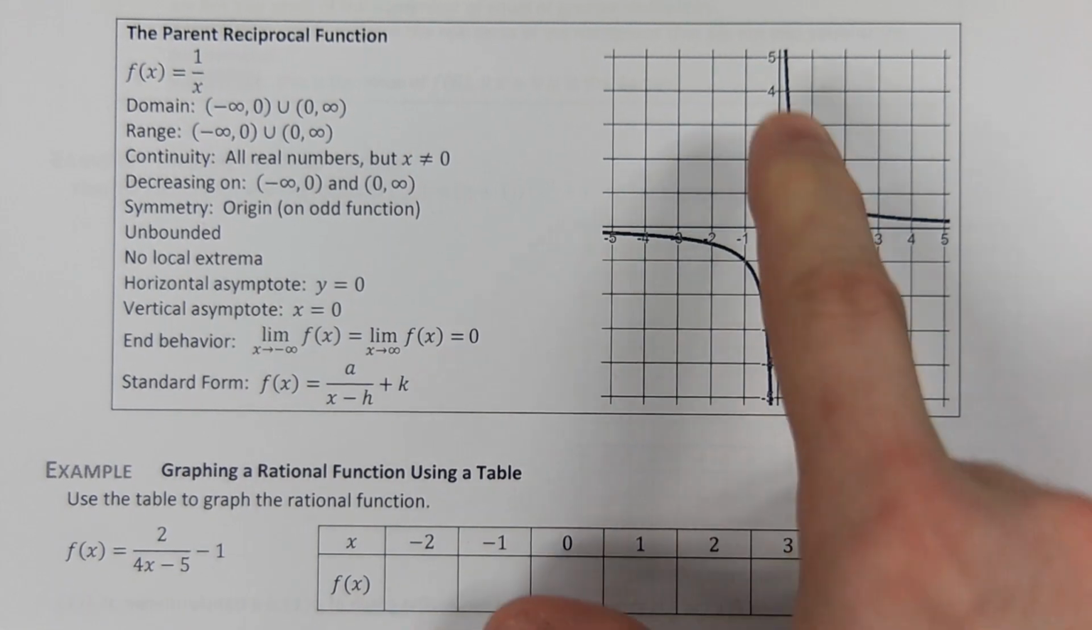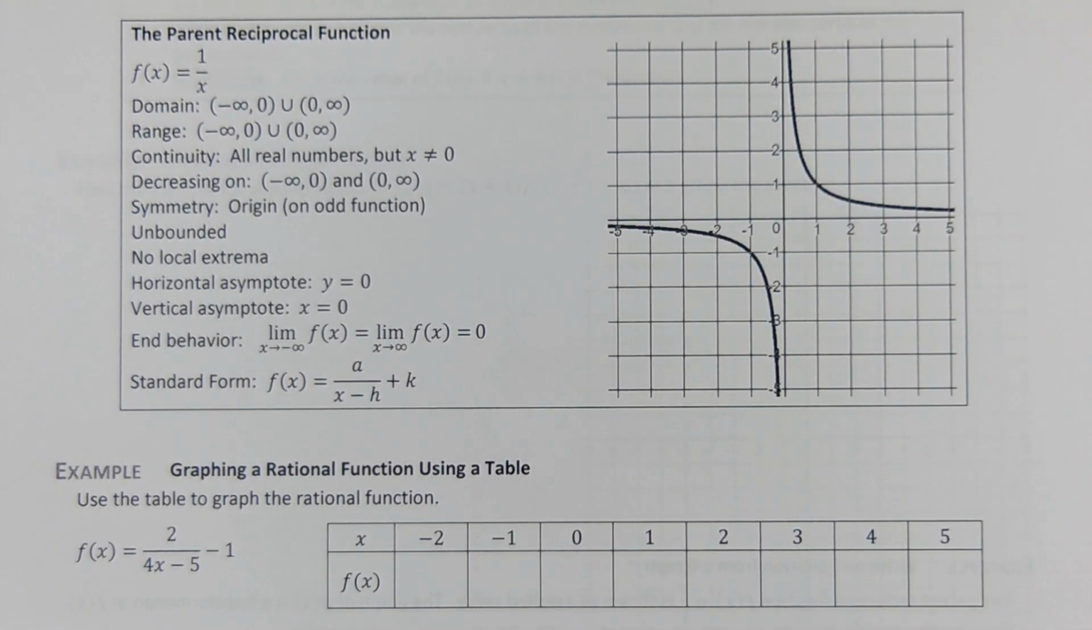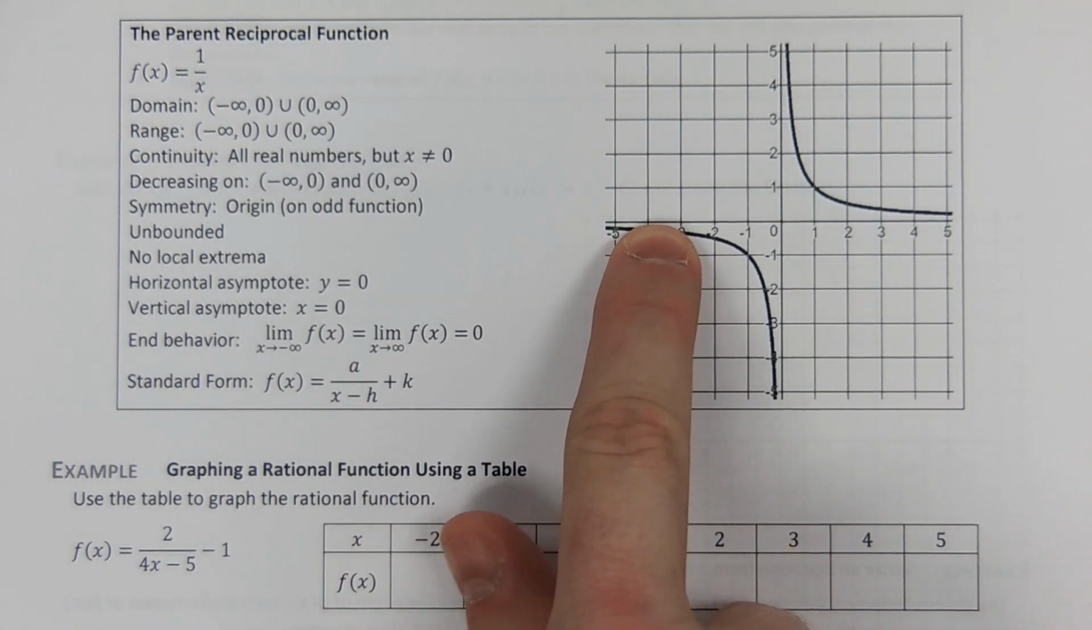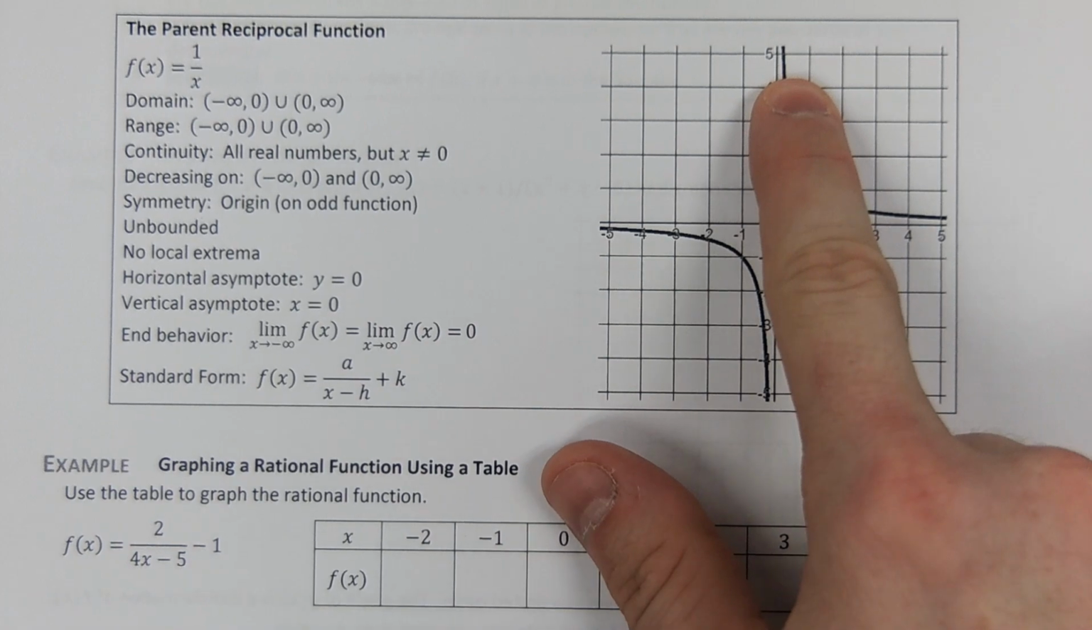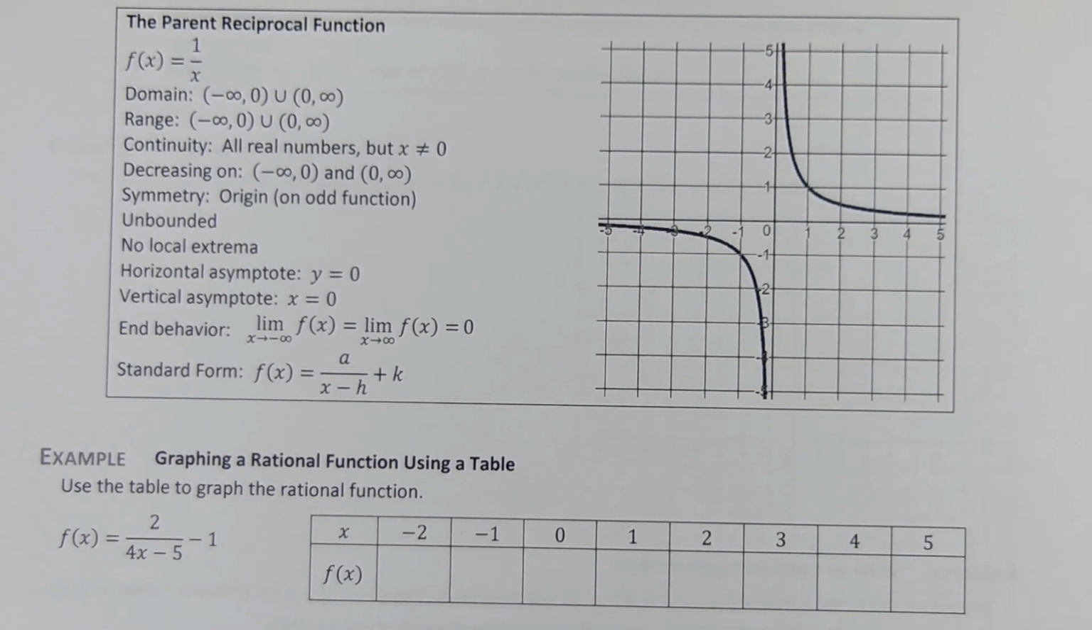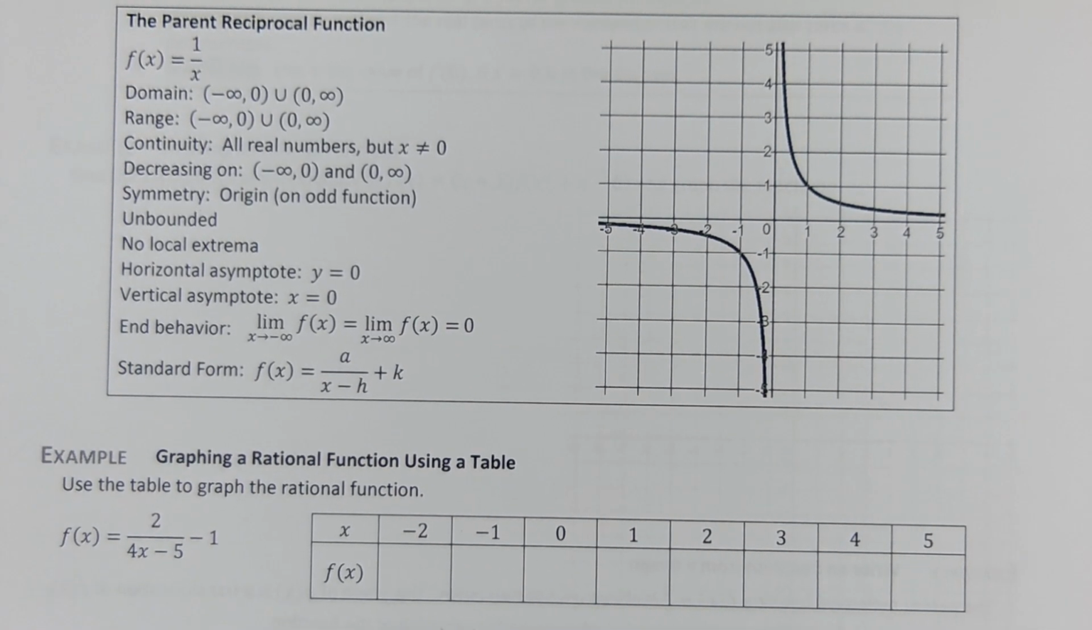This is an always decreasing graph. Put your roller coaster car anywhere on the curve and let it go. And as it goes from left to right, it's going to fall. And if you put it over here and you let it go, it's going to fall. Okay? So this is an always decreasing function.